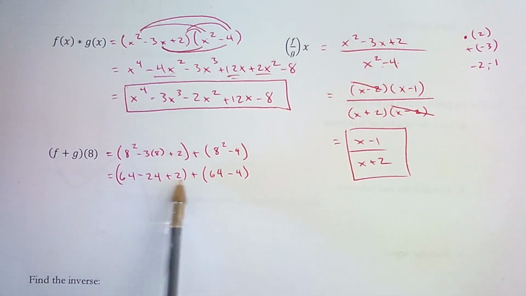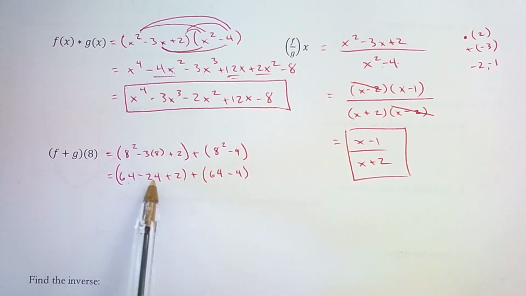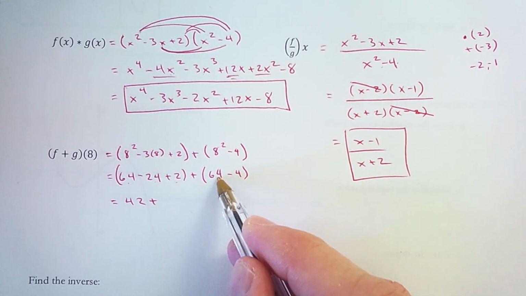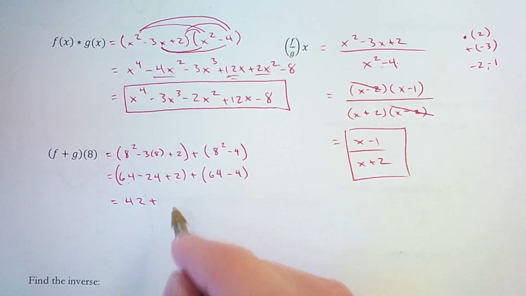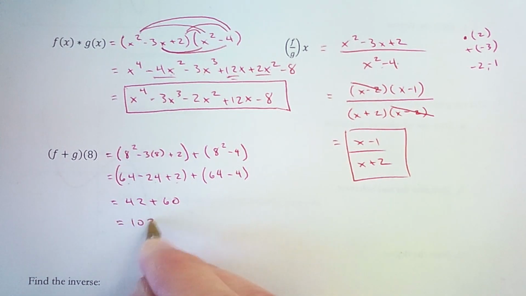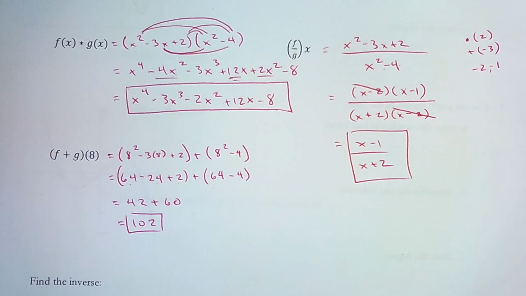Now I could add or subtract all the way across, or I could do inside the parentheses first. Let's do inside the parentheses. So I've got 64 minus 24, that's 40, plus 2 is 42. And then 64 minus 4 is 60, and 42 plus 60 is 102.